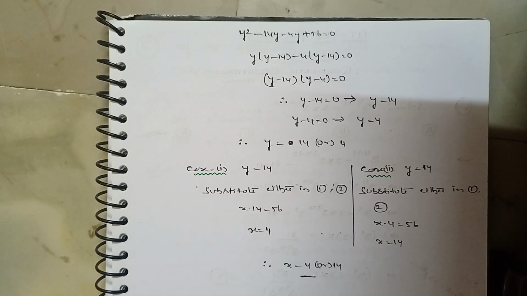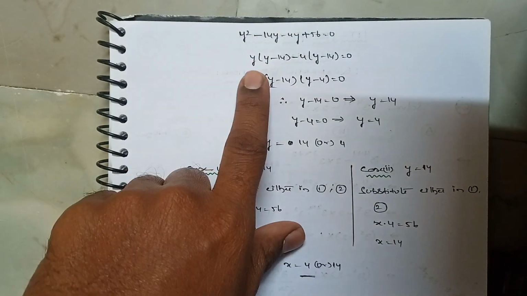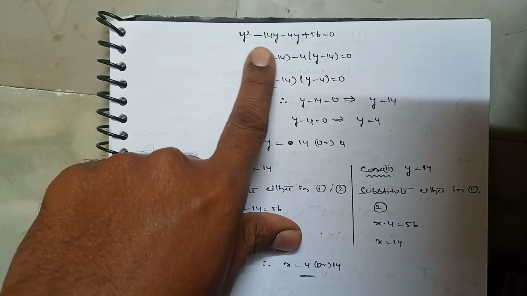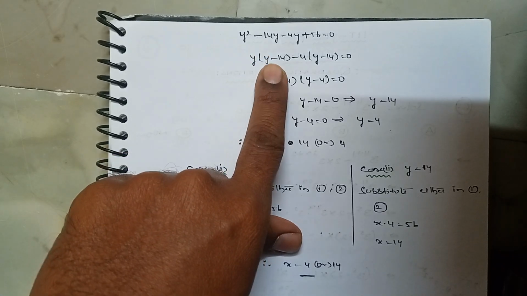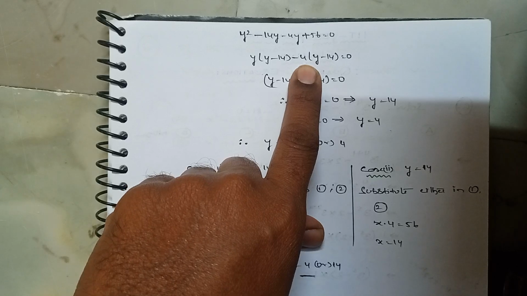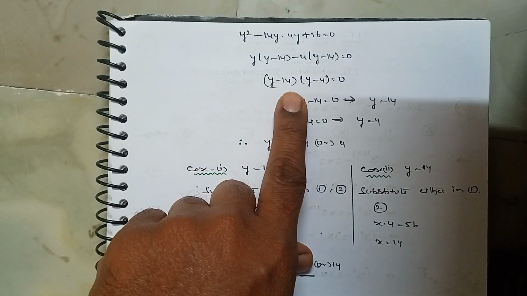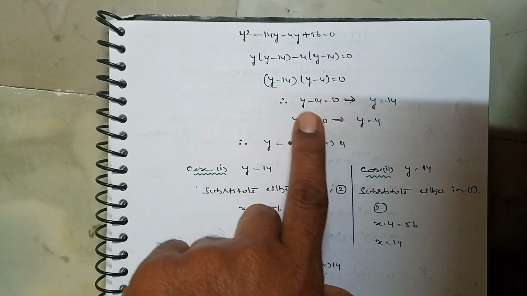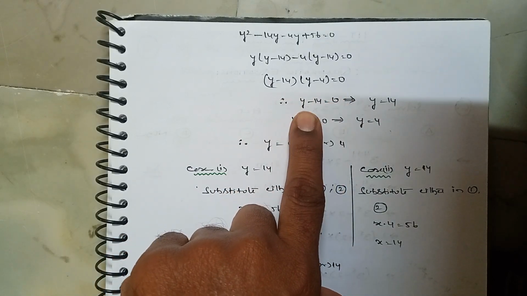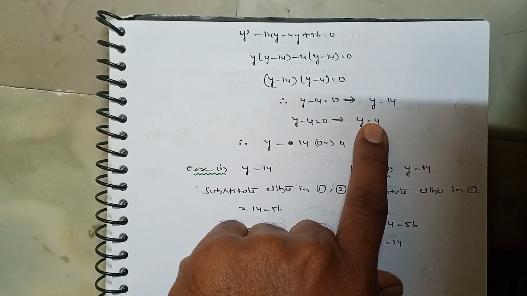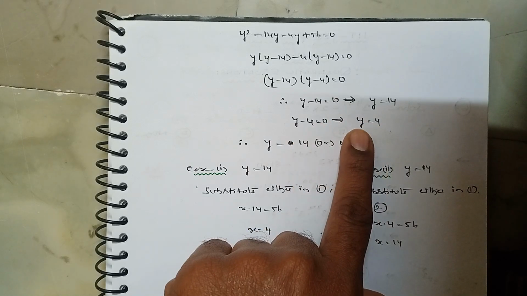Then what are the factors of 56, guys? For middle term 18, 14 into 4, right? So from the first two terms take y common, we get y minus 14. From the second two terms take minus 4 common, we get y minus 14. So overall we got y minus 14, y minus 4 as the factors, equal to 0. We get y minus 14 equal to 0, implies y equal to 14. Therefore y equal to 4.